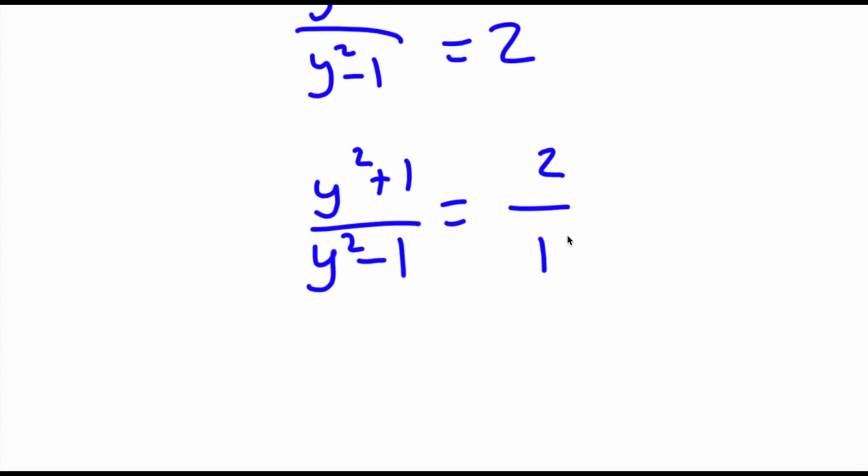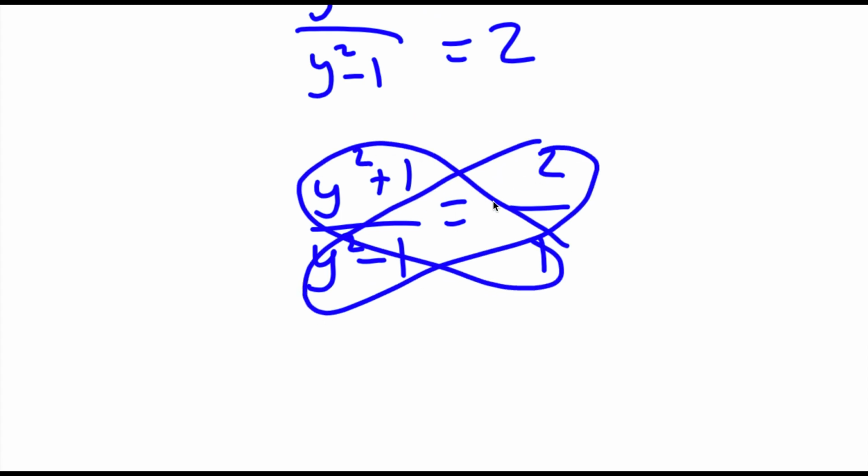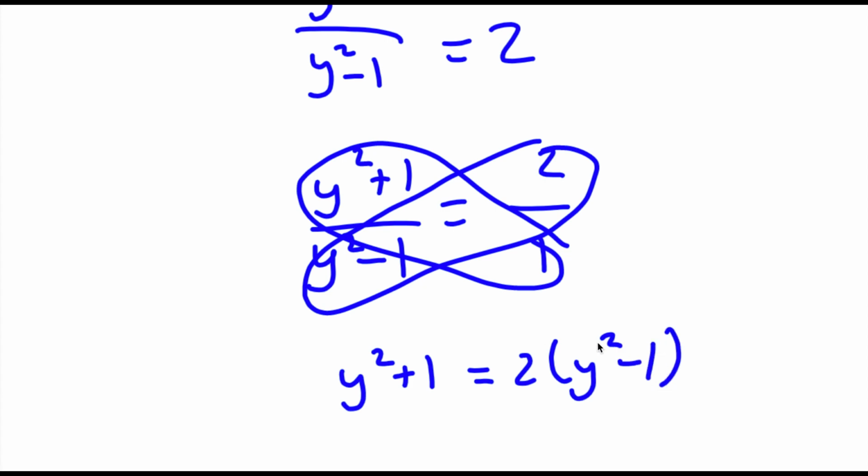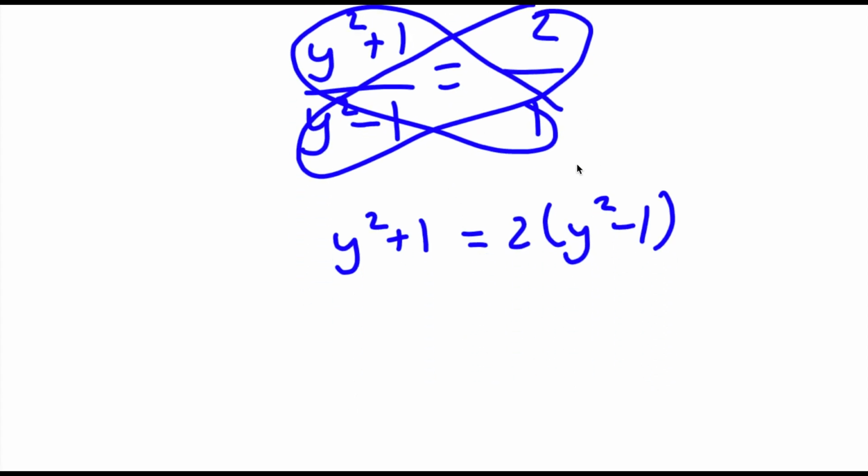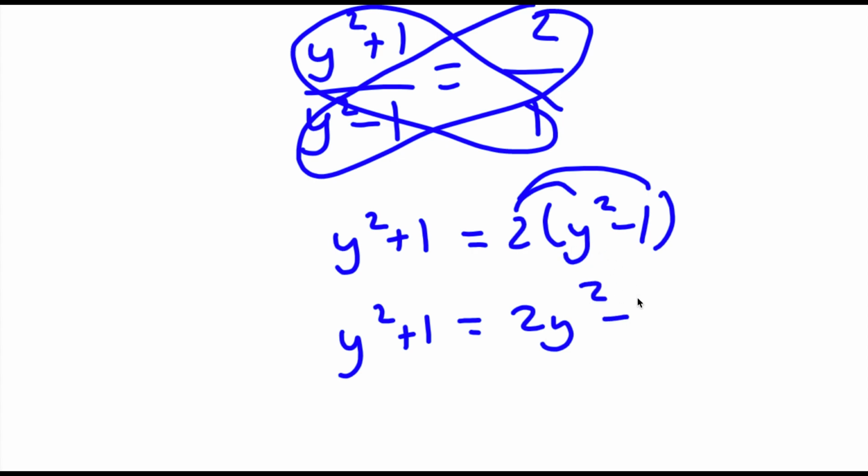Now to solve this, I can simply cross multiply. So now I have y squared plus 1 times 1, which is y squared plus 1, is equal to 2 times y squared minus 1. Now if I distribute my 2 here, I get y squared plus 1 is equal to 2 times y squared is 2y squared, minus 2 times 1 is 2.